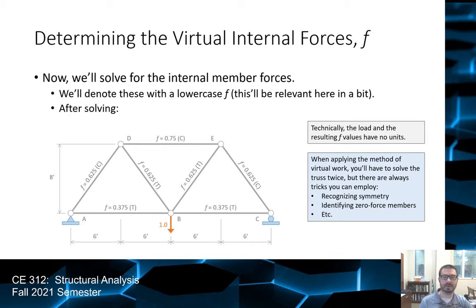I know that sucks, but there are always some tricks that you can employ. For example, this truss is symmetric, so you really only have to analyze the left half and then mirror the results. While it wasn't applicable for this truss, you might have a truss with some zero force members that can make your life a little easier. So make sure that you're trying to pull all the tricks out of your bag to make the analysis as easy as possible.